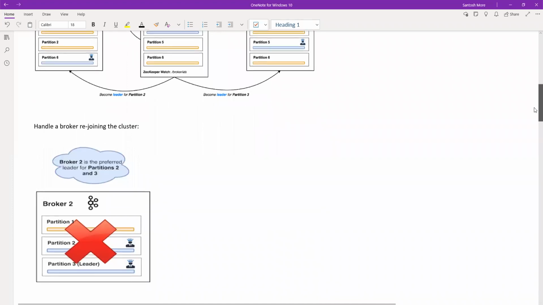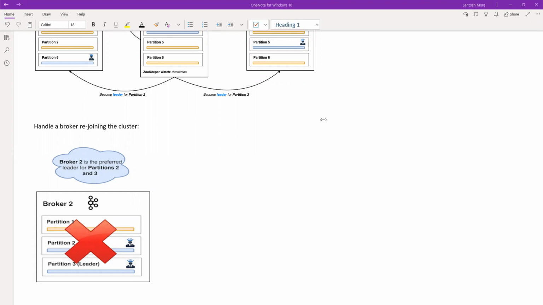There is a question in chat. I think Nick has asked, right? Yeah, please go ahead. How does the controller decide which broker should be the leader for a particular partition? Whichever partition has the latest data, or the high watermark, something like that, right? Actually, it is decided based on the in-sync replicas.